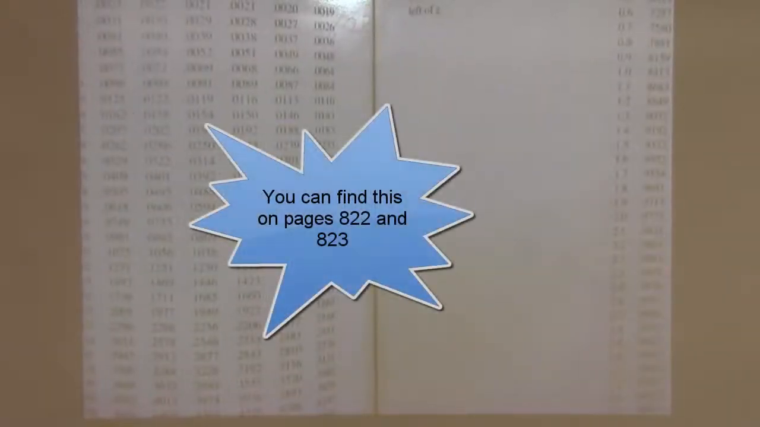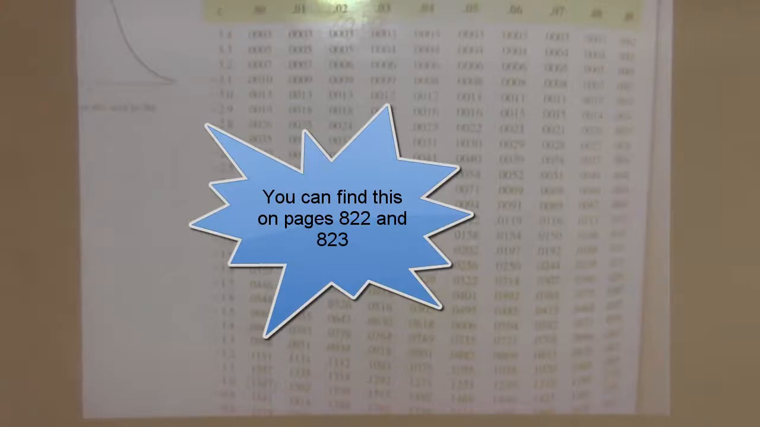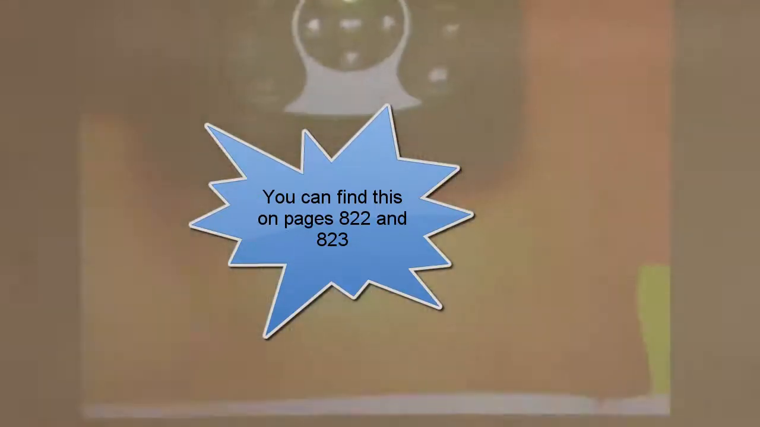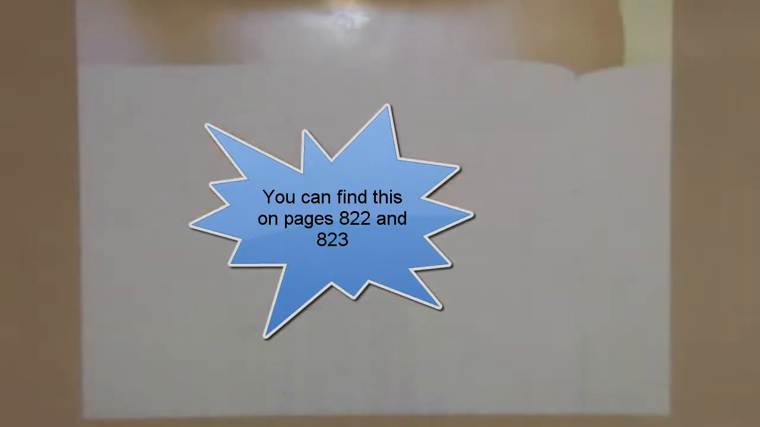So in your textbook, you're going to see a page like this, a bunch of numbers, with a curve on it. The way these numbers read, the number given tells how much area is under the curve to the left of that value.